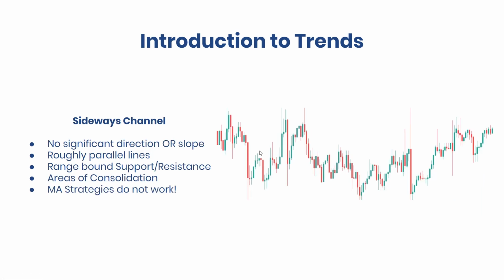Lastly, we've got ourselves a sideways channel. And if you remember our support and resistance lesson, we had a $9.35, $9.33 channel. That was our range. That was indeed a short-term sideways channel locked between two areas of resistance. So a sideways channel is a trend, but it does not require direction or a slope. We still have parallel lines, and we're range-bound between support and resistance.